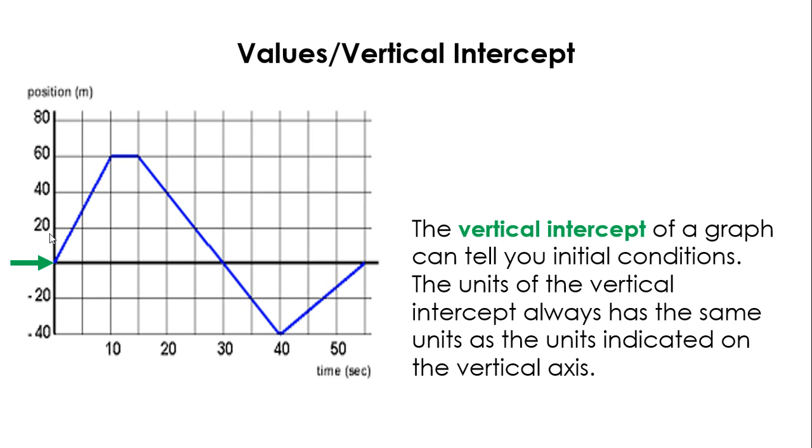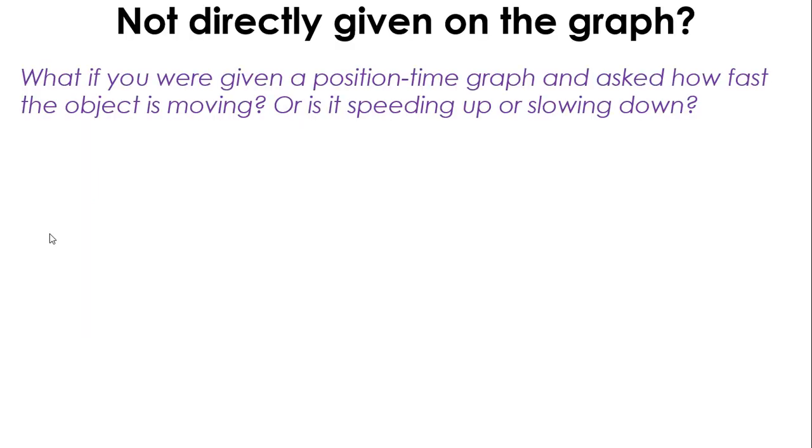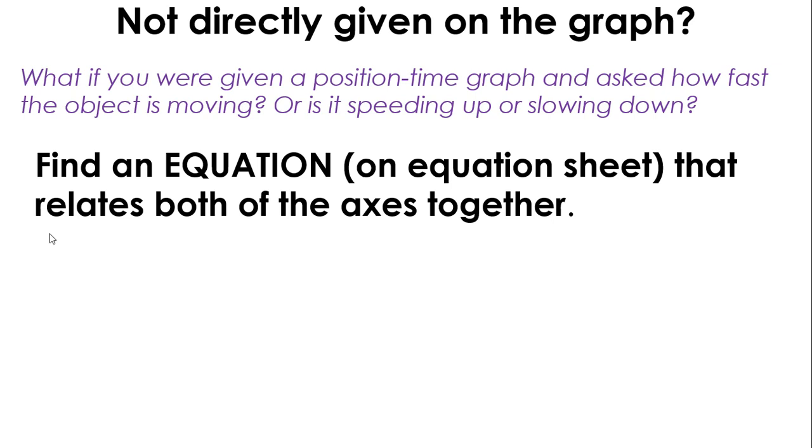What if you were asked for something that's not directly on the graph? Like I'm asking how fast this object is moving, or what is its acceleration? So, if it's not directly given on the graph, one way you can help yourself try to find the answer is looking on the equation sheet and find an equation that relates both of those axes together. So, an equation that has change in position and time in it.